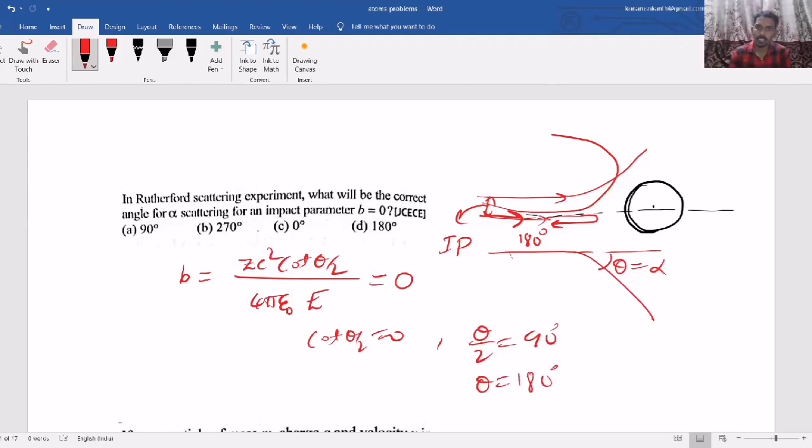That means θ/2 should become 90, θ equal to 180. So what is the answer? The scattering angle should be 180. Directly also from this explanation you can say 180 degrees means it should pass along the central line. That means the impact parameter is 0.